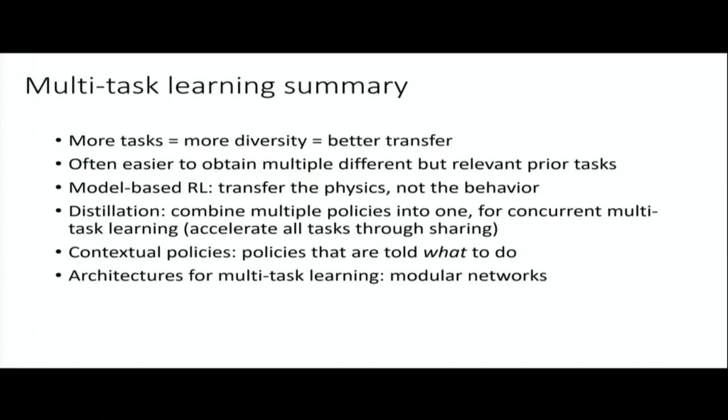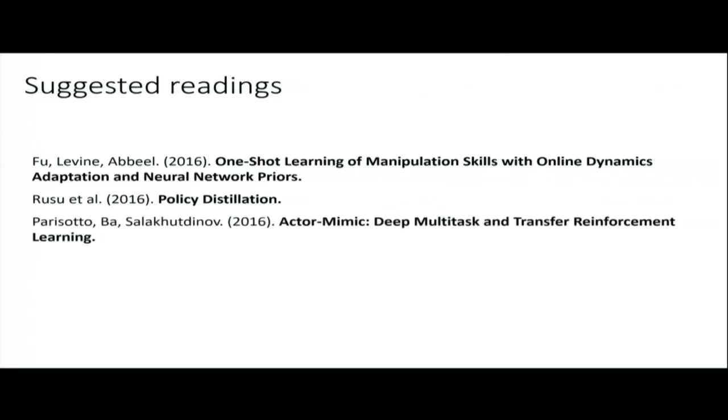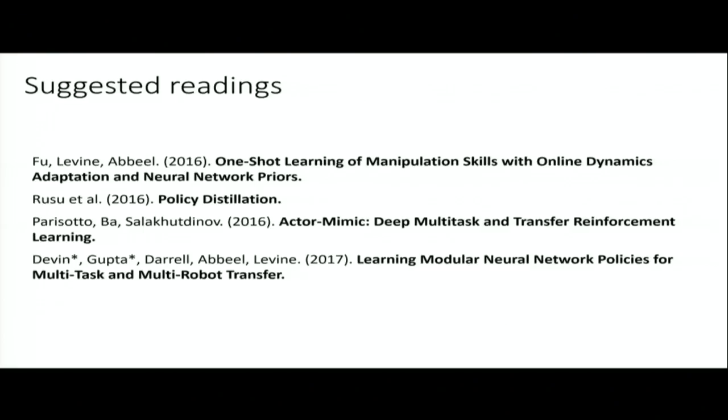OK, any questions about this? All right. So some suggested readings. These are, again, all the papers that I've discussed in this lecture on multitask learning. This is the model-based paper that I covered. This is the policy distillation paper, and this is the actor mimic paper. So these two do reasonably similar things. They're a little bit different in the details, so if you are interested in distillation, I do recommend checking out both of those. This is the modular networks paper. And then there is some additional work on transfer that I didn't cover, like learning shared feature spaces. And if anybody's interested in that, please do let me know.